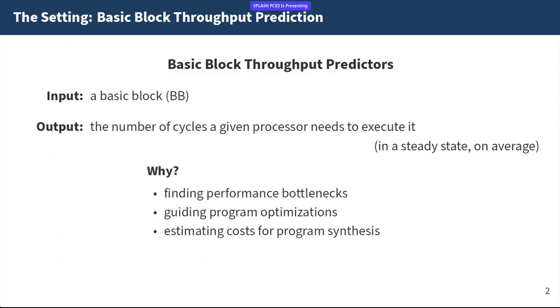These tools are useful for a variety of things. So for example, for manual code optimization to find performance bottlenecks, but also for automatic things like guiding program optimizations and also for estimating the cost of some code that you want to try in program synthesis.